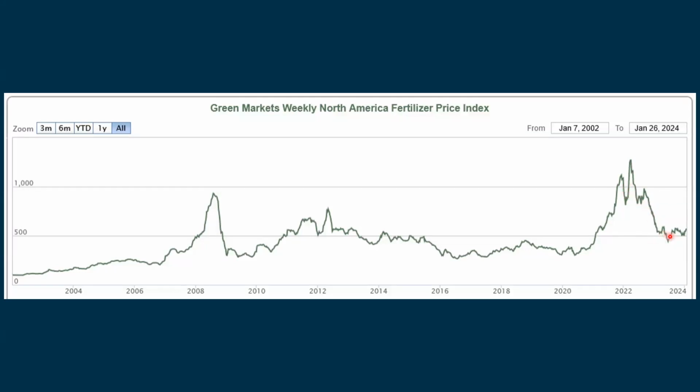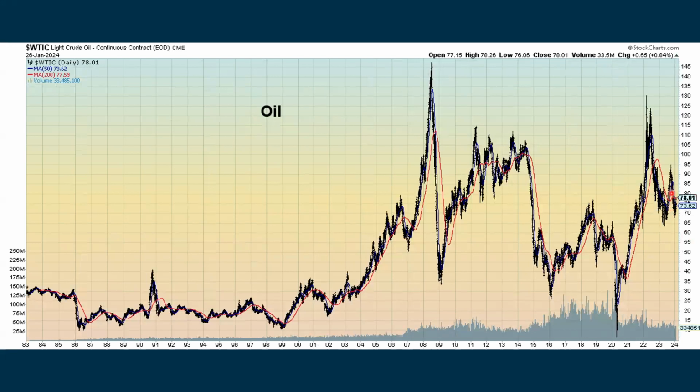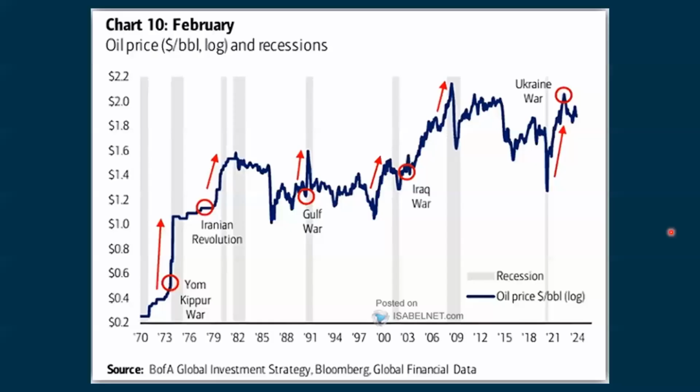Fertilizer, it had been coming down, but now it's starting to go back up slightly. Oil, which had been in the mid to low 70s for quite a while, did bounce up this past week, but it's still continuing to be in a longer-term downtrend. This is just a historical chart showing how different things have happened and then what oil did after that.